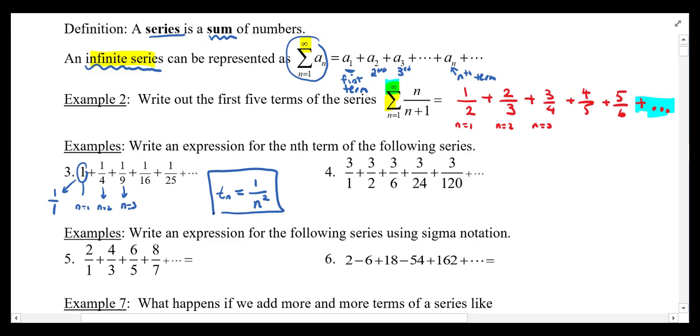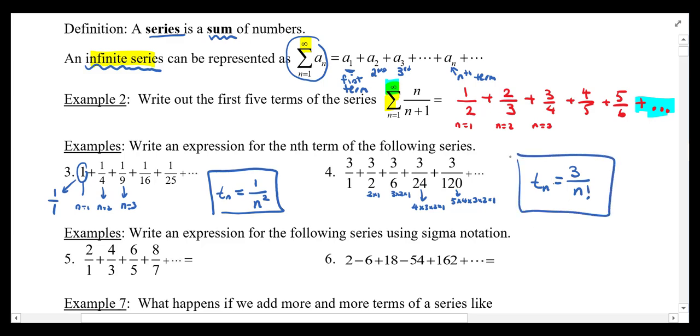Can you try number 4 yourself? Numbers 1, 2, 6, 24, and 120. Don't know if you know what those are, but that's just 2 times 1. 6 is 3 times 2 times 1. 24 is 4 times 3 times 2 times 1. And 120 is 5 times 4 times 3 times 2 times 1. If you're thinking factorial, I agree. 3 over n factorial. Yeah.